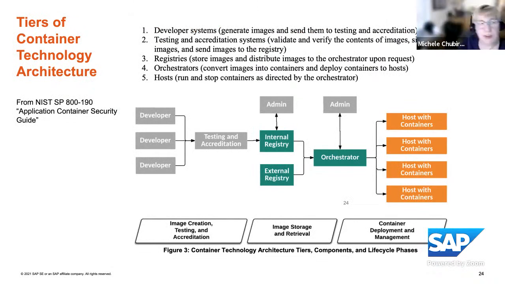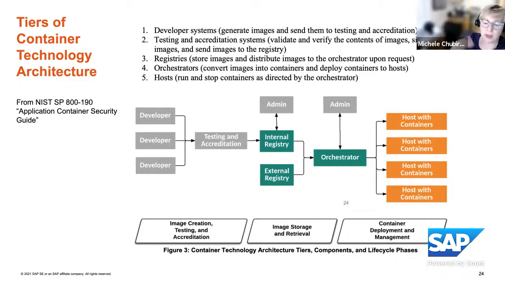So I'm mindful of the time. I want to give everybody some chances for questions. So I'm not going to read too much of this, but I encourage you to look into NIST SP 800-190. It's the Application Container Security Guide. It talks about the tiers of container technology architecture.